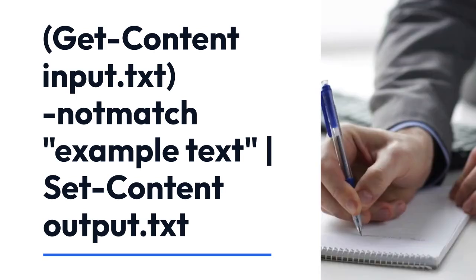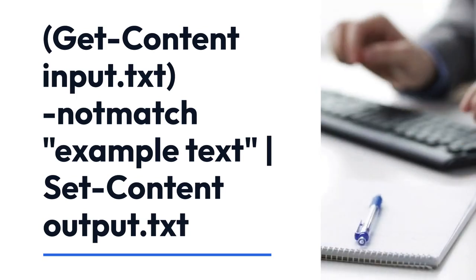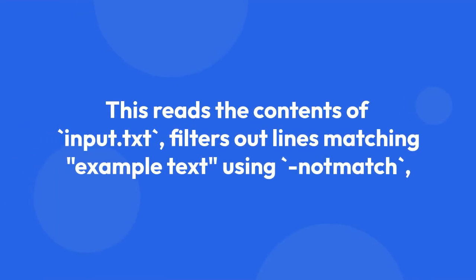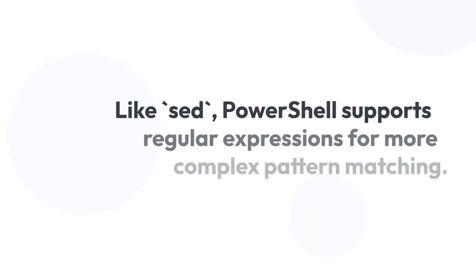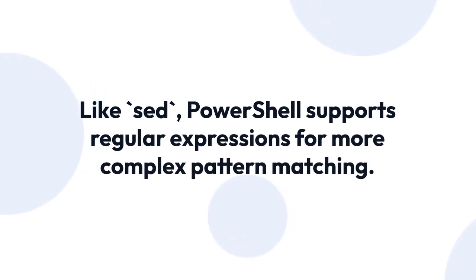Get-Content input.txt | Where-Object {$_ -notmatch 'example text'} | Set-Content output.txt. This reads the contents of input.txt, filters out lines matching example text using -notmatch, and writes the remaining lines to output.txt. Like sed, PowerShell supports regular expressions for more complex pattern matching.